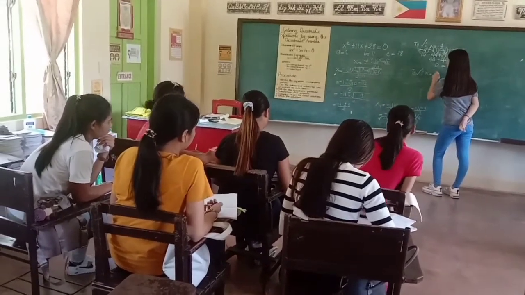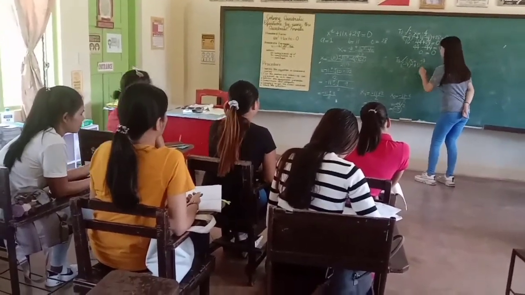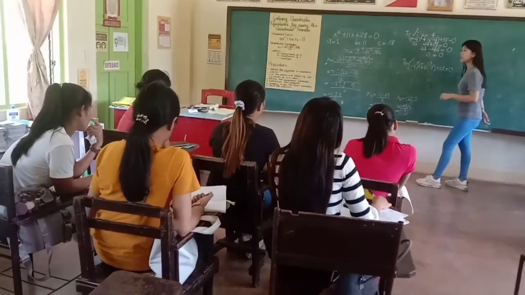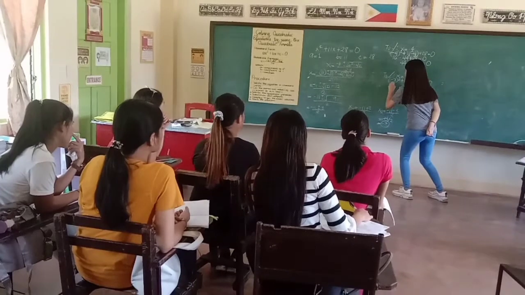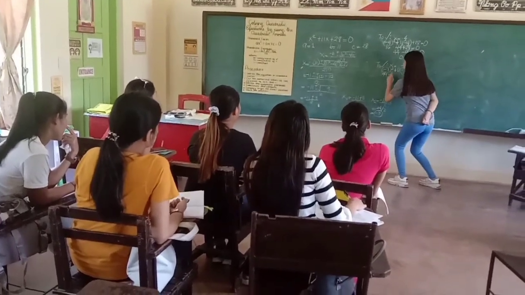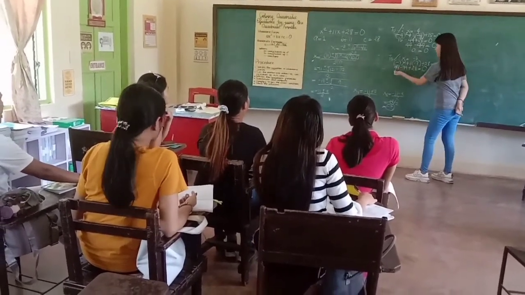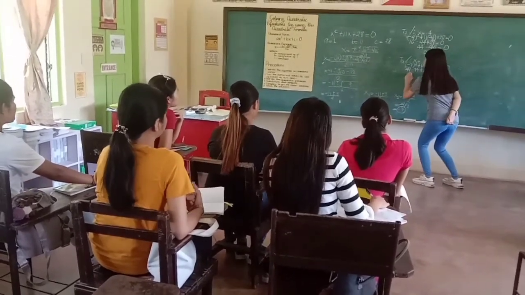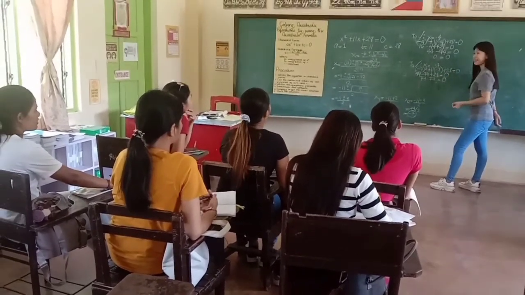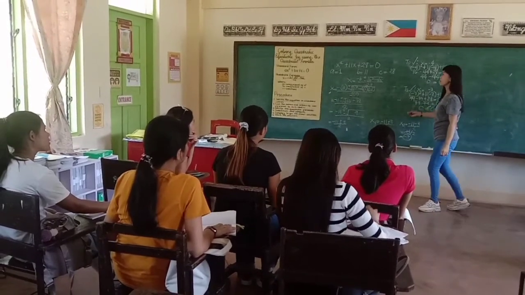Negative 7 squared plus 11 times negative 7 plus 28. 49 plus 28 is 77, then negative 77 plus 77 is 0. So, the negative 4 and negative 7 are real solutions of this equation.